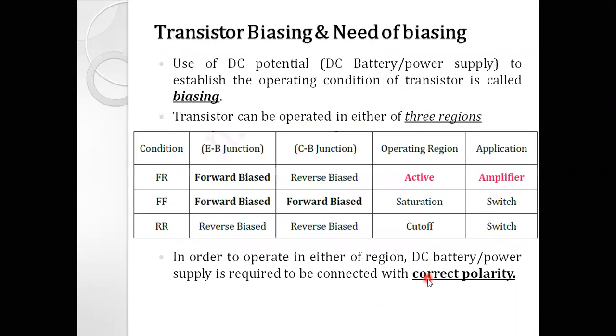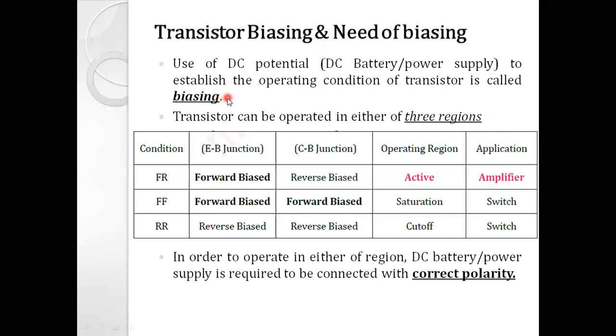Okay, transistor biasing and the need of biasing, right? So what is biasing? From the beginning of this chapter, I have spoken so much about biasing, right? In simple words, if I want to define biasing, then I usually say that biasing is nothing but when we apply DC supply to the transistor. But let us define biasing more technically. Use of DC potential, that is either a DC battery or DC power supply, to establish the operating condition of the transistor is called biasing, right?